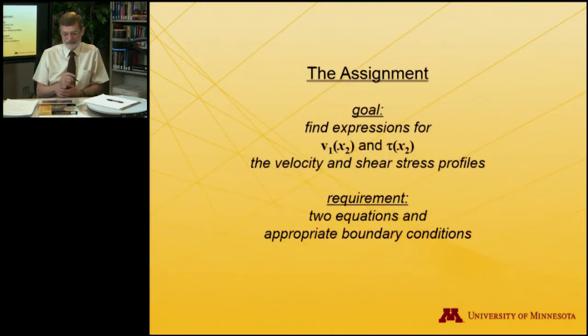Okay, so here's what we're going to try to do. We want to find an expression for the velocity as a function of vertical position. And we also want to know what the shear stress is as a function of vertical position. So x2, again, is the vertical position, the up-down position. And we want to know how the velocity and the shear stress change as a function of position. So we want to know two quantities, velocity v and the shear stress tau. And so it means we have two equations, and we're going to have to solve for those two equations, and we want to know what the appropriate boundary conditions are.